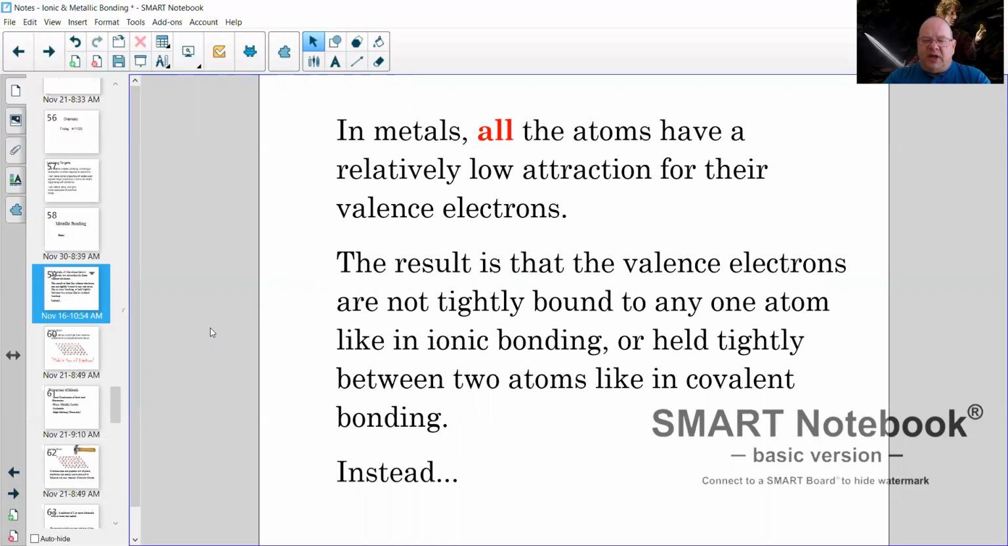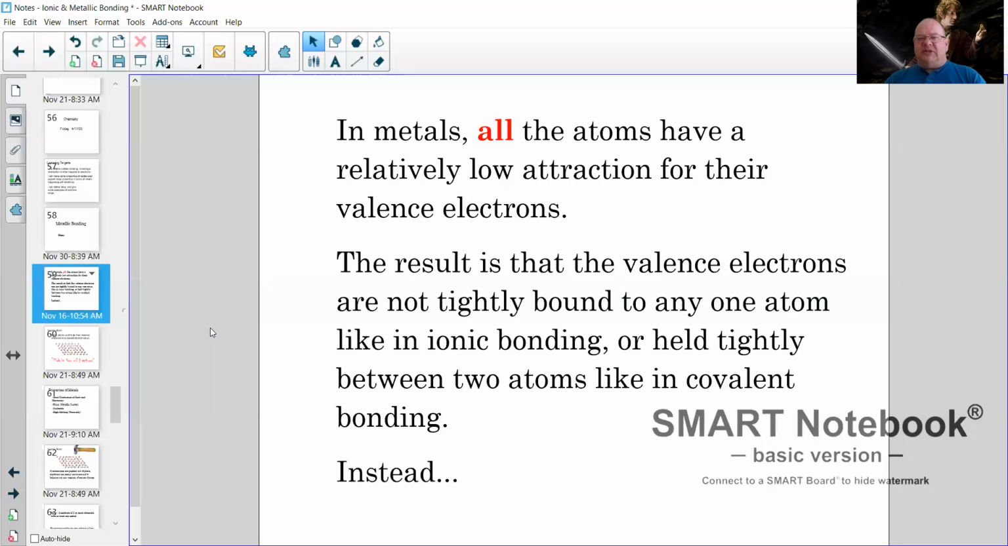In ionic bonding, you had two atoms, one of which had a very strong attraction for electrons and one of which didn't. And so the one with the stronger attraction takes an electron away from the other. That's creating your two oppositely charged ions. But here, everybody has electrons to give, but nobody really wants them. So what's going to happen?